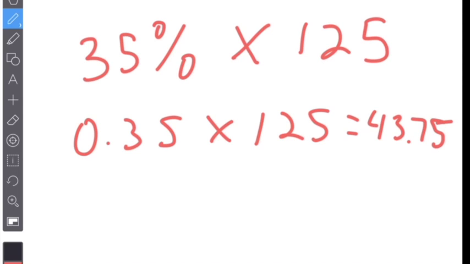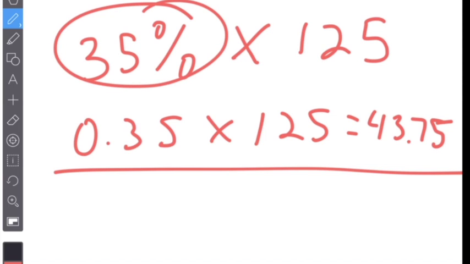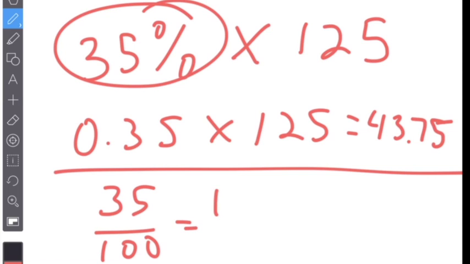Another way to do this, though, is to make 35% into a fraction if you would like. So it's 35 over 100 times 125 over 1. And then you could cross reduce and so forth, and this should be multiplication. You will get the same answer, 43.75.